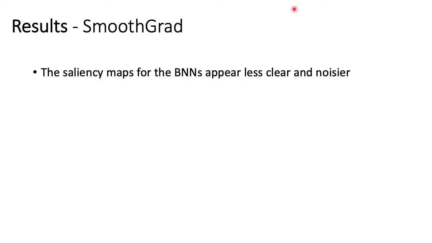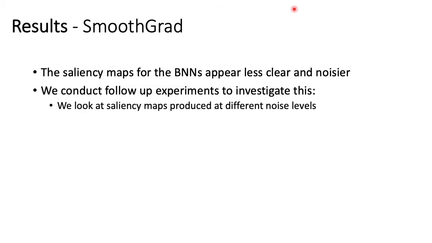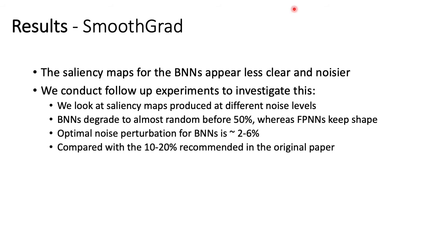So the saliency maps appear noisier and less clear for binarized neural networks, and we followed up with some other experiments looking at saliency maps produced at different noise levels. Binarized neural networks degrade to almost random noise before even getting to 50% noise perturbation, whereas the full precision networks keep some shape of the object.